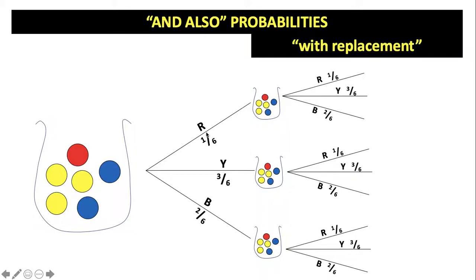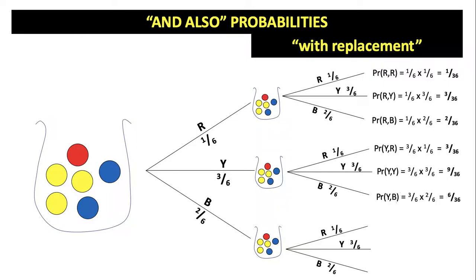So a red followed by another red will happen 1/6 of 1/6 of the time. 1/6 of 1/6 means 1/6 times 1/6. So the probability of a red followed by another red is a sixth times a sixth, which is 1/36. In a similar way, the probability of a red followed by a yellow is a sixth times 3/6, which is 3/36.